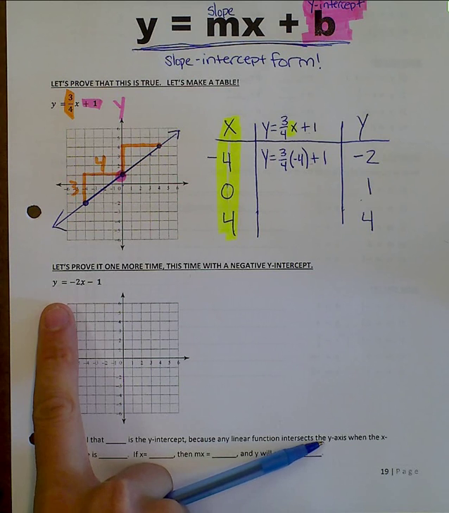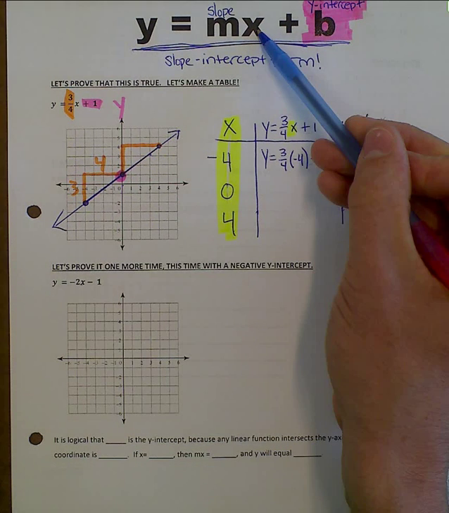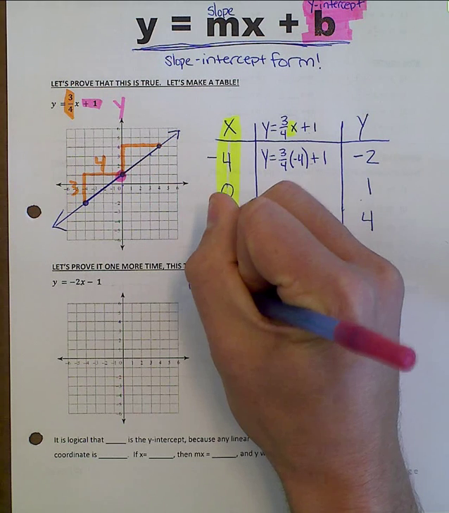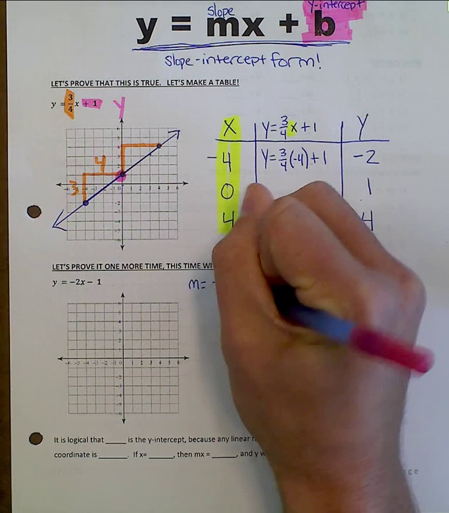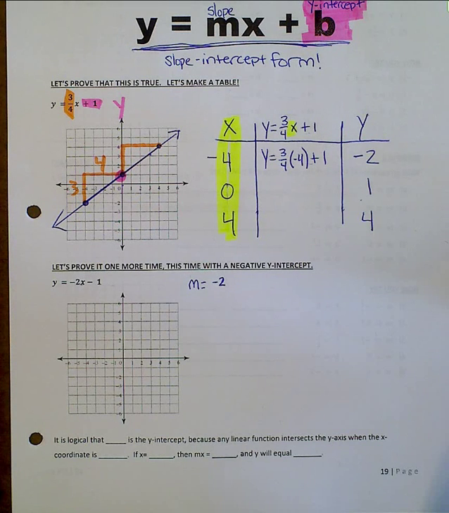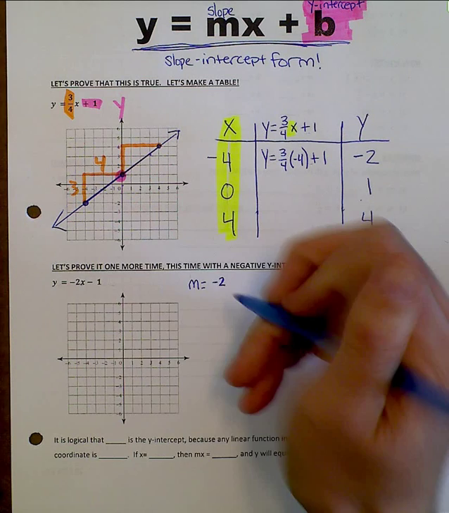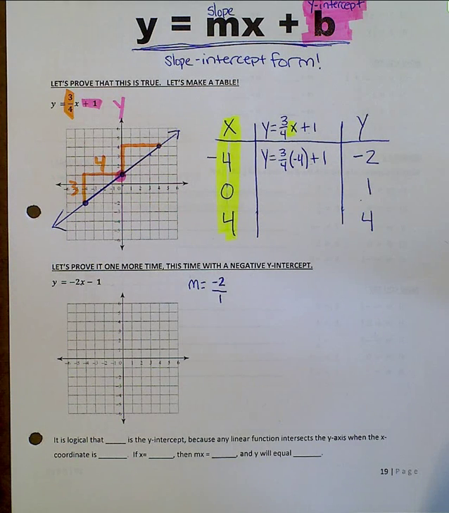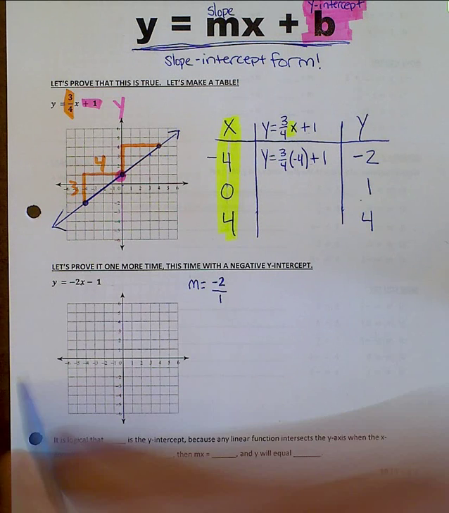Slope is next to x. What number is next to x in our equation? Right, -2. And remember, we like slope as a fraction. So even though the slope is -2, I like slope when it's in fraction form. So I might put it over 1. Well, the slope of this equation is -2 over 1.